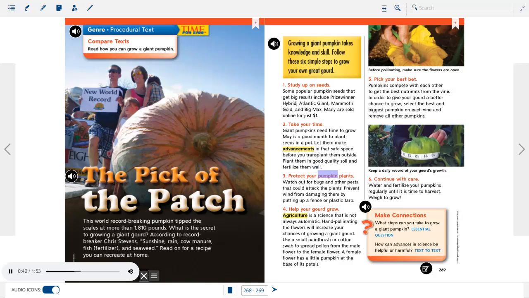3. Protect your pumpkin plants. Watch out for bugs and other pests that could attack the plants. Prevent wind from damaging them by putting up a fence or plastic tarp.